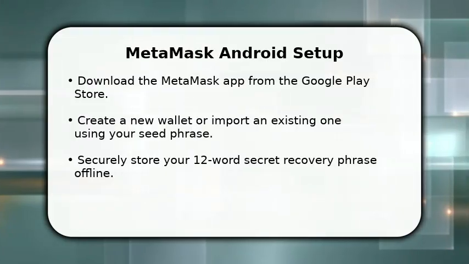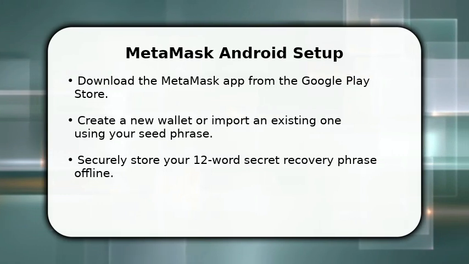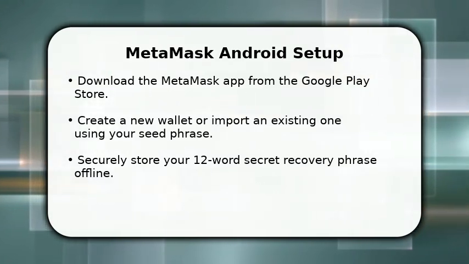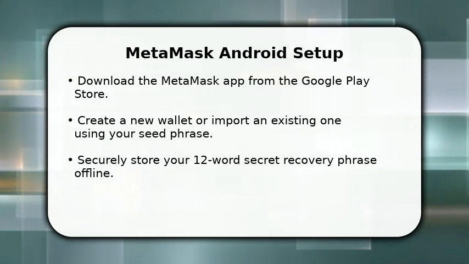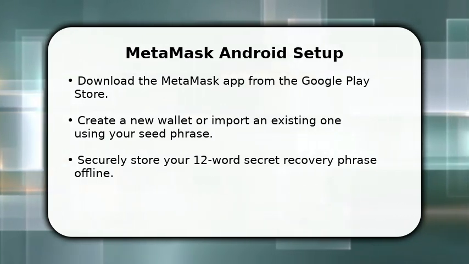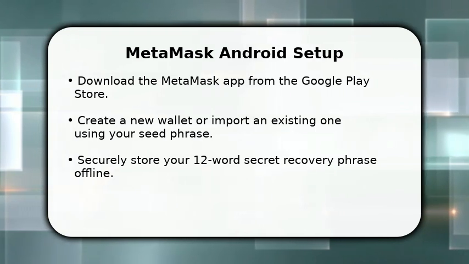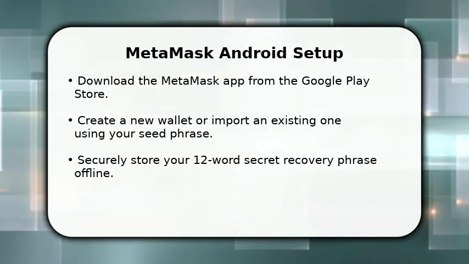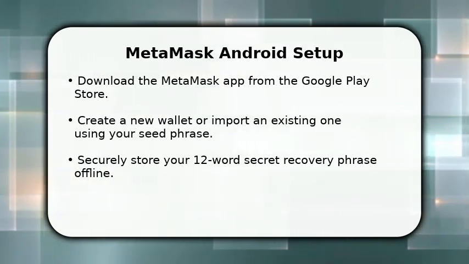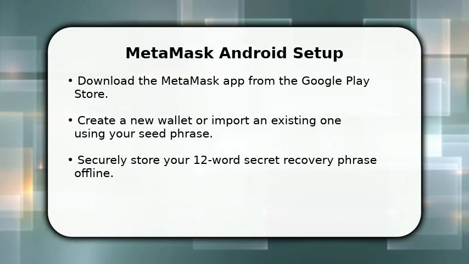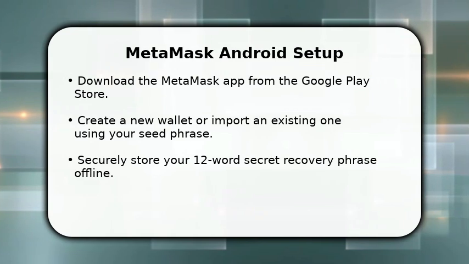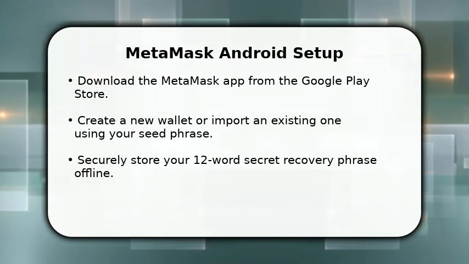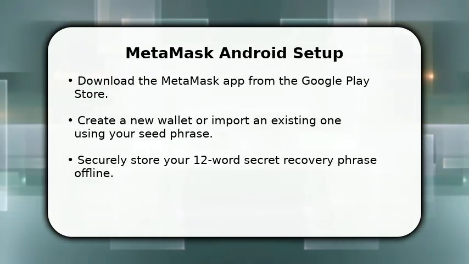In this video, I will explain how to use MetaMask on Android. First, download the official MetaMask app from the Google Play Store. Once installed, open the app and choose to either create a new wallet or import an existing one using your secret recovery phrase. Remember, this 12-word phrase is crucial for accessing your funds, so write it down and store it in a very secure offline location. Never share it with anyone.